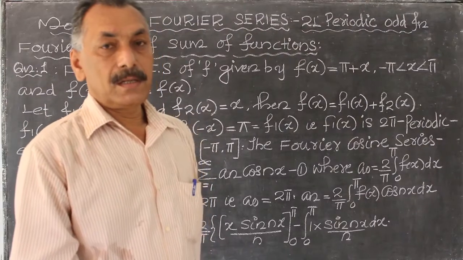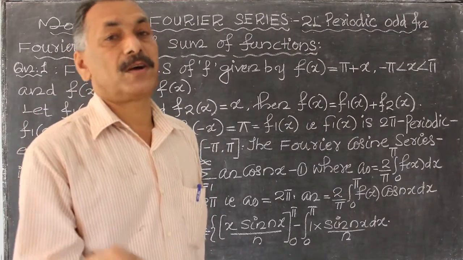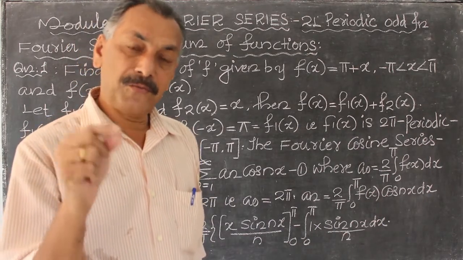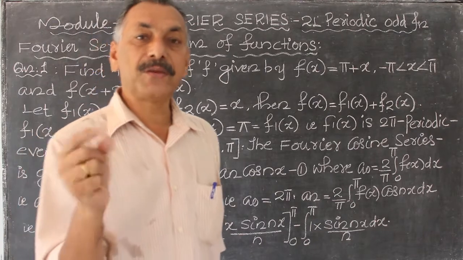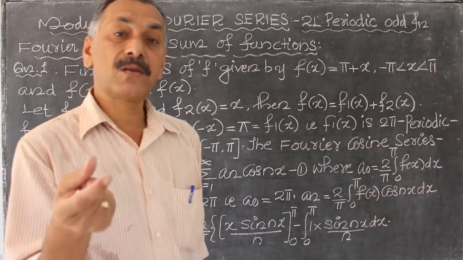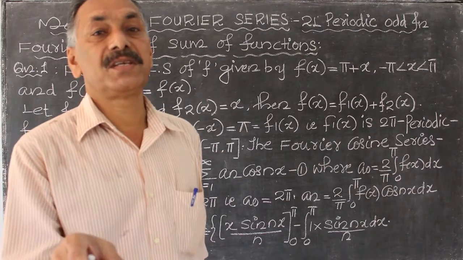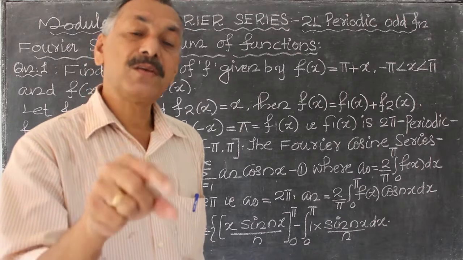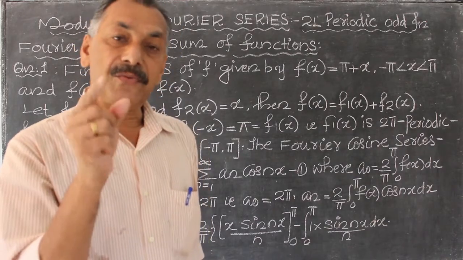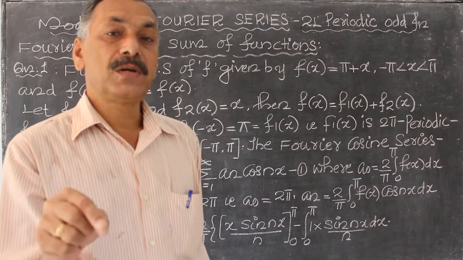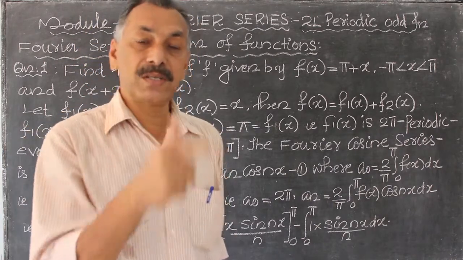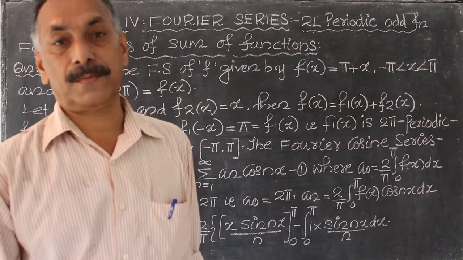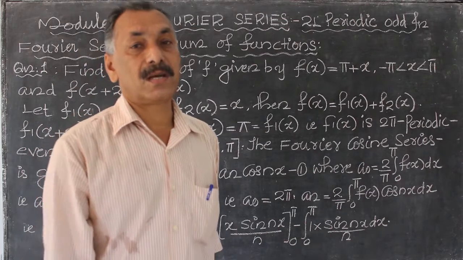We have seen the Fourier series of a sum of two functions. If the given function f of x is the sum of two functions, then the Fourier coefficients of the series are the sum of the Fourier coefficients of the separate functions. That is, if f is equal to f1 plus f2, then the Fourier coefficients of f are equal to the Fourier coefficients of f1 plus the Fourier coefficients of f2. Okay? Then consider this example.